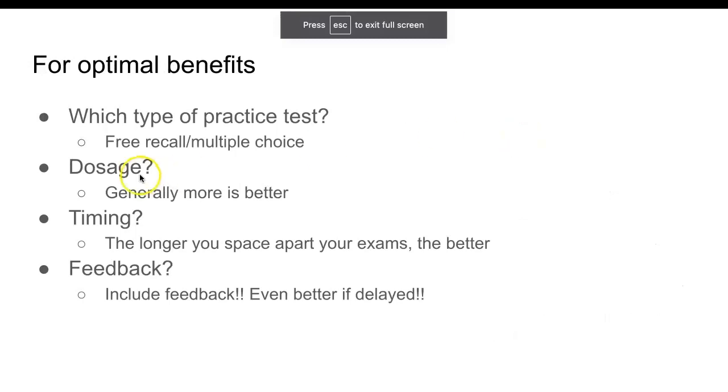So for optimal benefits, they have mixed results. However, this is what I've synthesized from my research. So you want to be using free recall or multiple choice questions, although it doesn't matter if the structure of your practice test doesn't exactly match the actual test 100%. For example, studies have shown that if you use free recall in terms of your practice test, you would still do well and the benefits will still be retained, even if the test is actually multiple choice. However, more generative practice tests, such as free recall, are definitely beneficial.